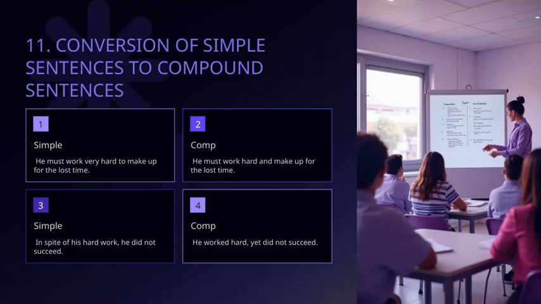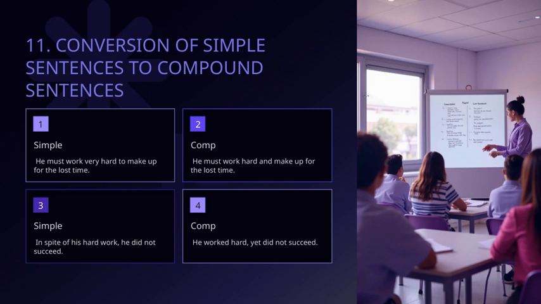Now, let's look at how we can convert simple sentences into compound sentences. On this slide, we start with a simple sentence. "He must work very hard to make up for the lost time." This sentence clearly states a single idea, but sometimes we want to express ideas in a way that shows the relationship between two concepts. For example, we can say, "In spite of his hard work, he did not succeed."